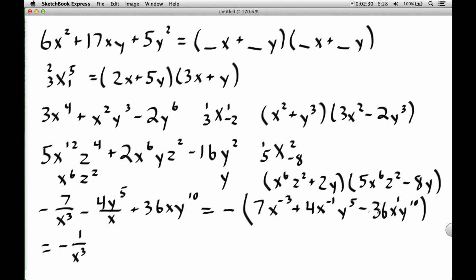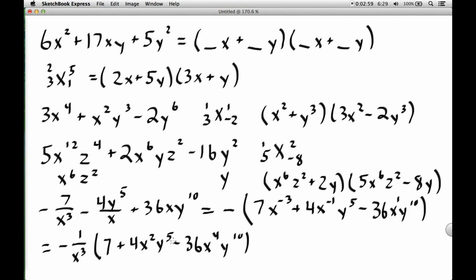And if you'll notice, y is only in these last two terms, so we can't factor that out. So we're just factoring out an x to the negative 3. And make sure to bring down the negative sign in front of the whole thing. So now increasing all of the x exponents by 3, we end up with 7 plus 4x squared y to the 5th minus 36x to the 4th y to the 10th.